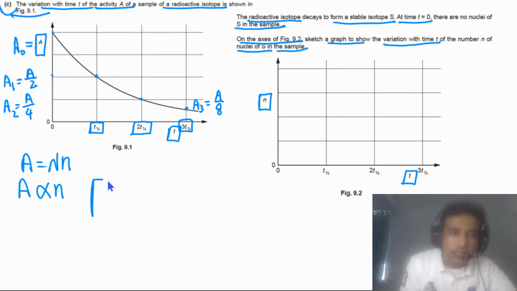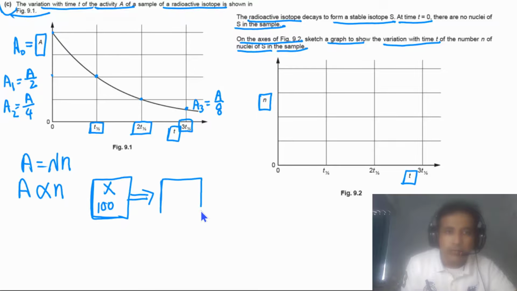Now let's try to understand how parent nuclei and daughter nuclei are linked with each other. Imagine that we have X isotope. It has 100 nuclei. After one half-life, T 1/2, they become half. So simply we will have 50 nuclei of X and we will have 50 nuclei of S.